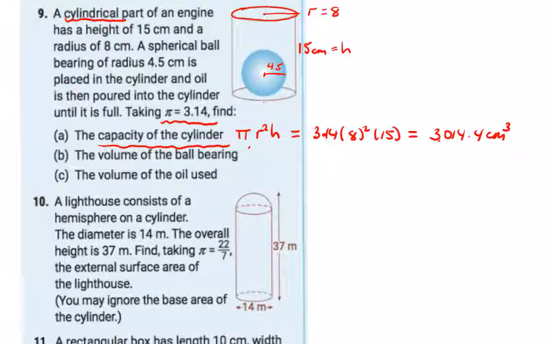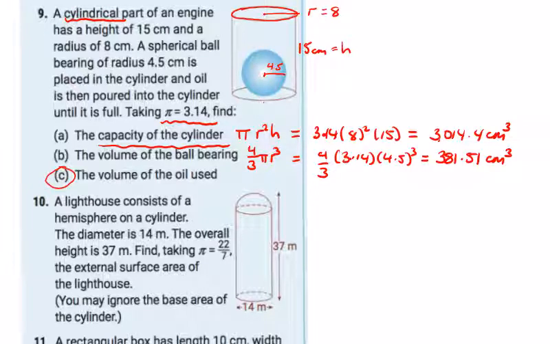The ball bearing is a sphere, 4/3 pi r cubed becomes 4/3 by 3.14 by r cubed, which is 4.5 to be cubed, and 4/3 by 3.14 by 4.5 cubed is 381.51 cm cubed. Now the volume of oil used is just part C. I thought there might be something else involved here, just the volume of oil used. One take away the other.